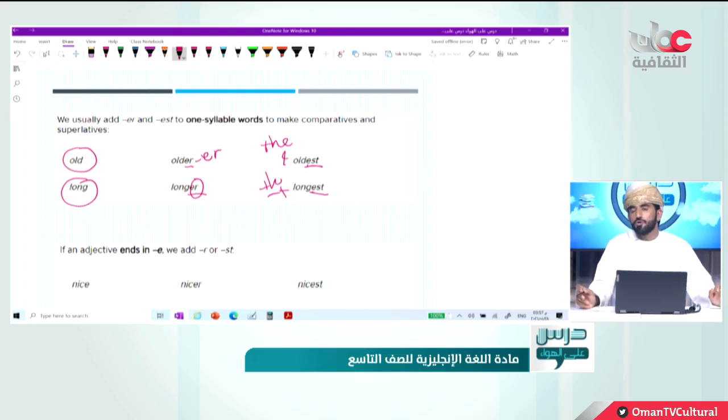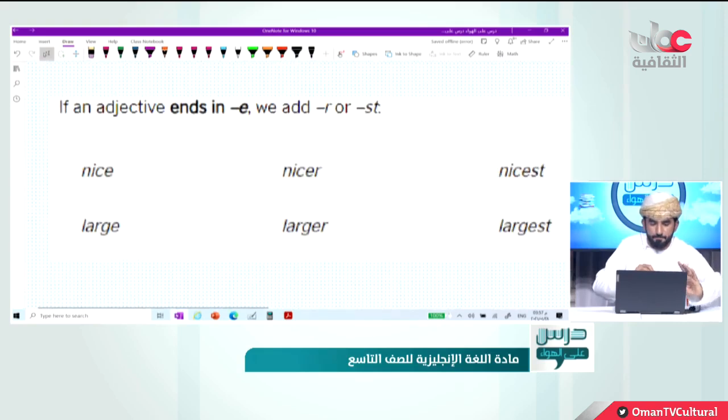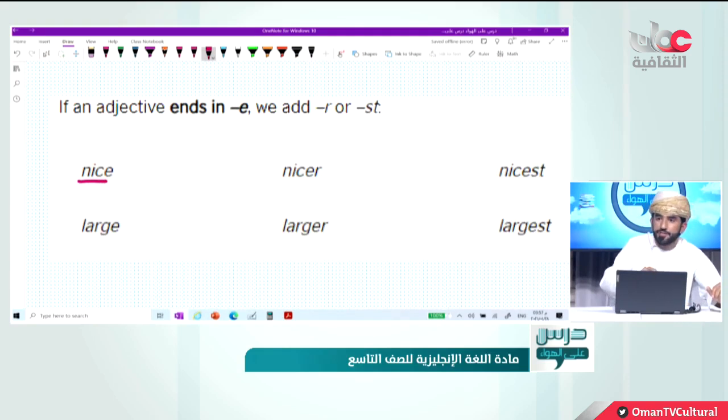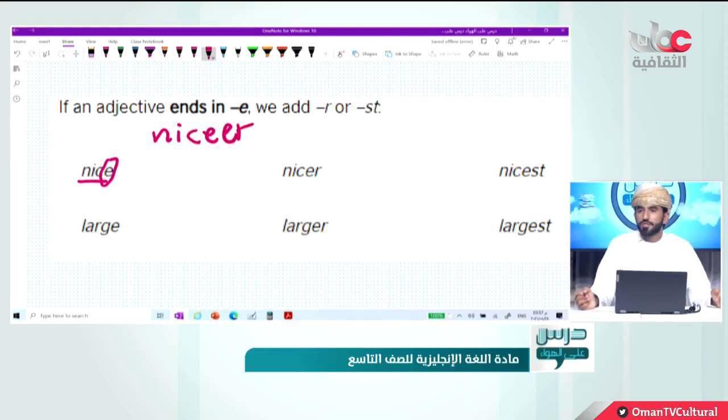Right. Again, if we're talking about one syllable, now focus, please. If we are talking about one syllable, but this adjective ends with E, have a look. Ends with what? With E, exactly. So E is a part of the adjective itself. Should we add another E? Is it correct to say nicer, if it is pronounced this way? Is it correct to do this? Wrong. Who can tell me why?